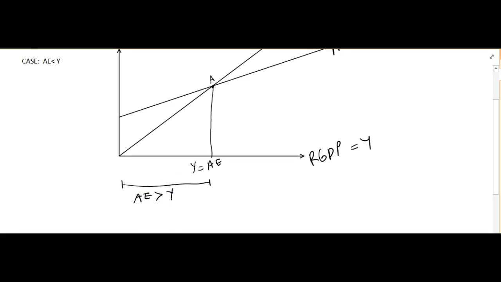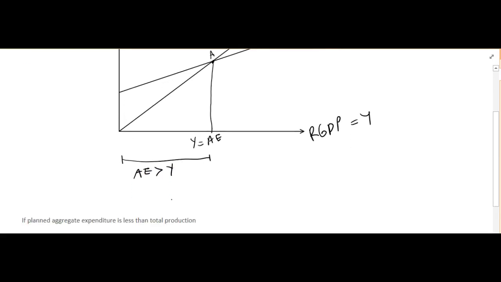As you can see over there, people want to buy more, but there is not enough production. So in a sense, you could say this is excess demand in the economy. People want to buy more, but there is not enough production. So what's going to happen? Companies are going to sell from their inventories. That's going to decrease inventory investment spending.